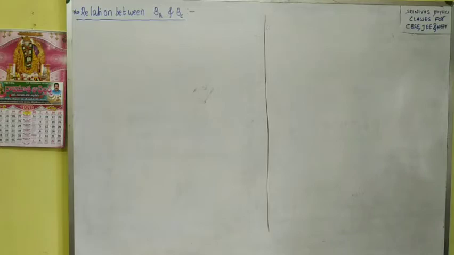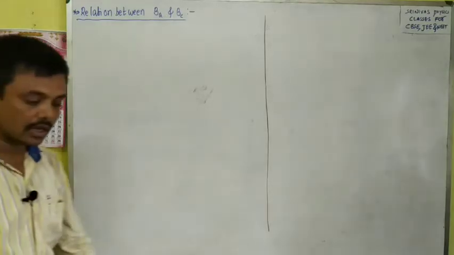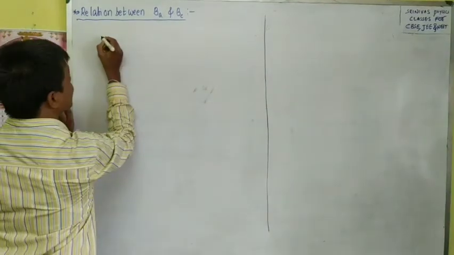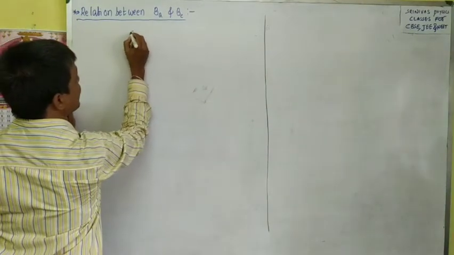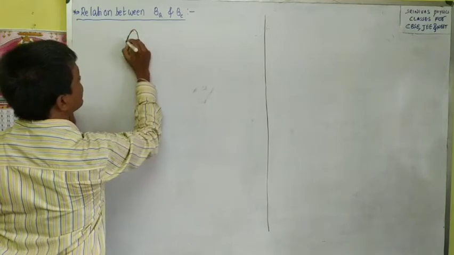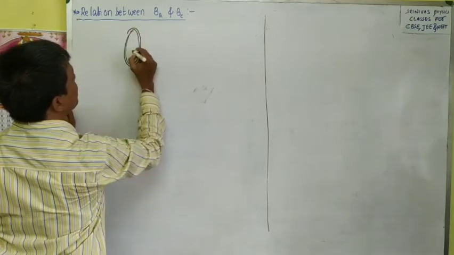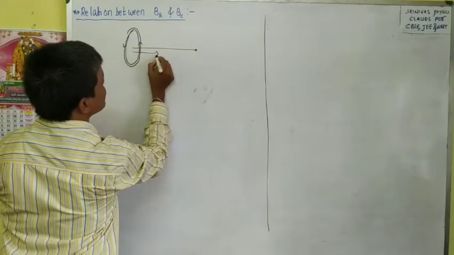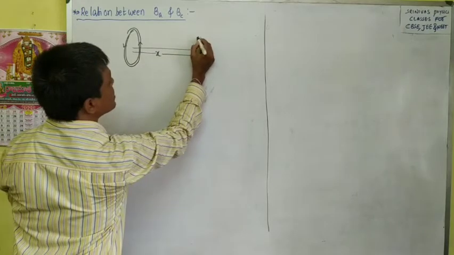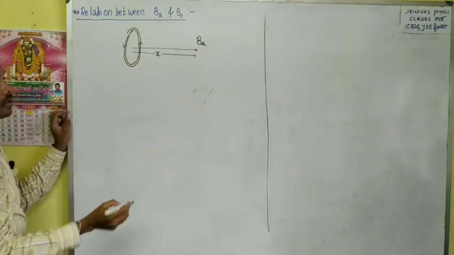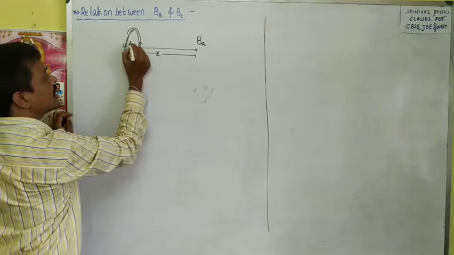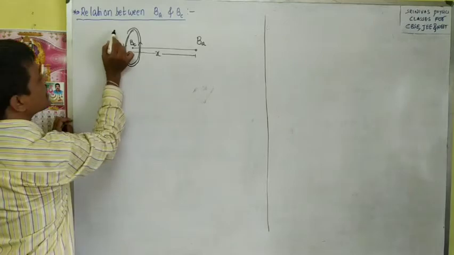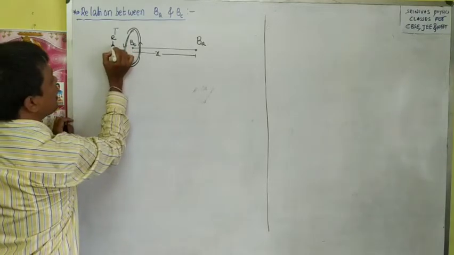Now let us derive the relation between BA and BC. BA is the magnetic induction on the axis and BC is the magnetic induction at the center of the current carrying coil. This is the coil, it carries some current, and at a distance x the magnetic induction is B suffix A, and at the center the magnetic induction is B suffix C. I want the relation between them.